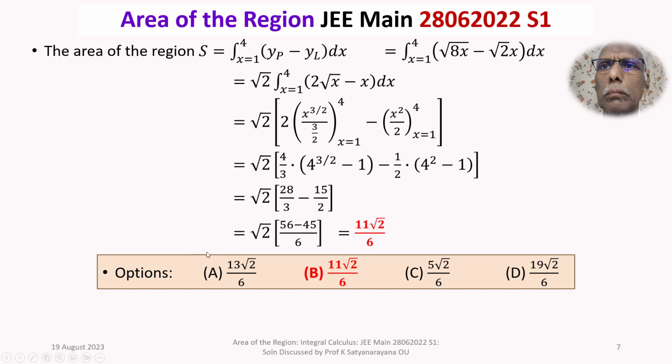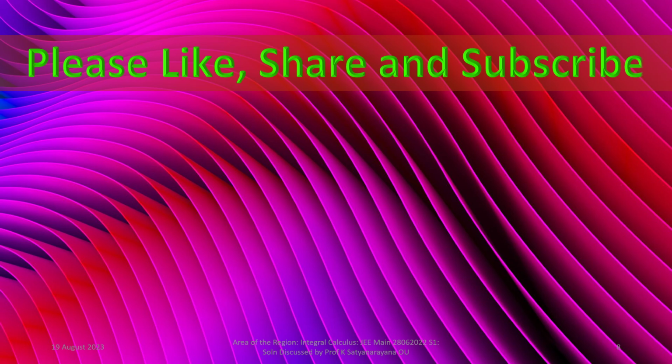So let's look at our options. Our answer 11 root 2 by 6 for the area of the region S appears against option B. Therefore, the answer for this question is option B. That is the detailed discussion of the solution of a problem which is related to the area of the given region from integral calculus. And I am sure that you have understood the solution of this problem, and I wish you all the best. Thank you.